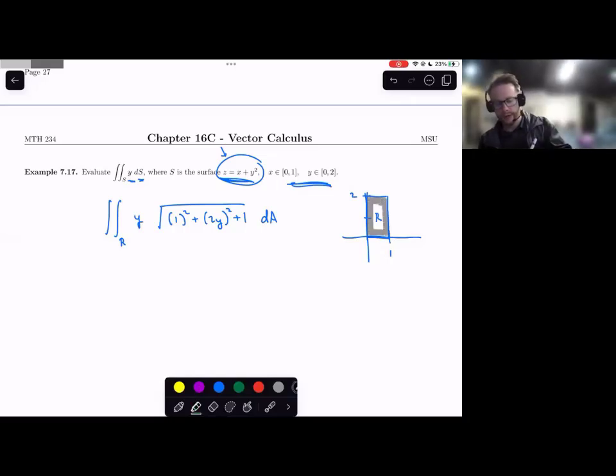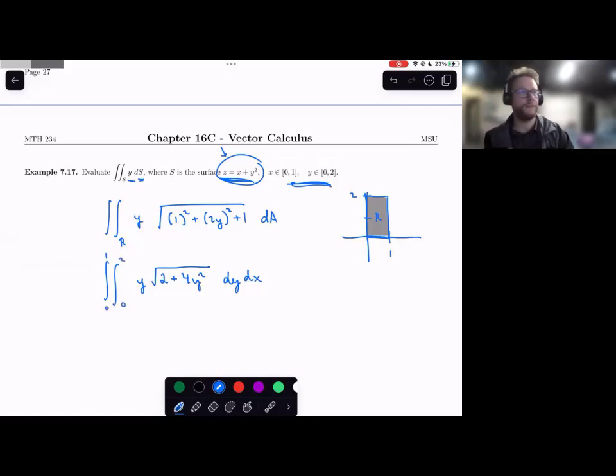So all that to say is that it doesn't really matter if we integrate with respect to x first or with respect to y first. I wouldn't recommend using polar in this case. And so let's go ahead and take a line to simplify here. The integrand is y times the square root of 2 plus 4y squared. I'll do dy dx. Y's range from 0 to 2. X's range from 0 to 1.